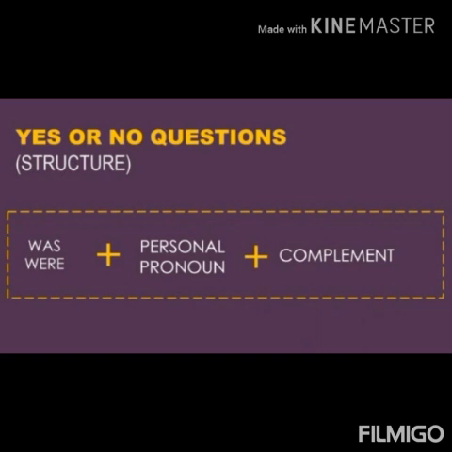Now let's move to yes or no question. So the structure is was or were plus personal pronoun plus complement. So as you see here, we start by the verb to be first, okay? Then after we can write the pronoun, then you can complete your sentences with an object, and don't forget to write at the end question mark. Look at this example.